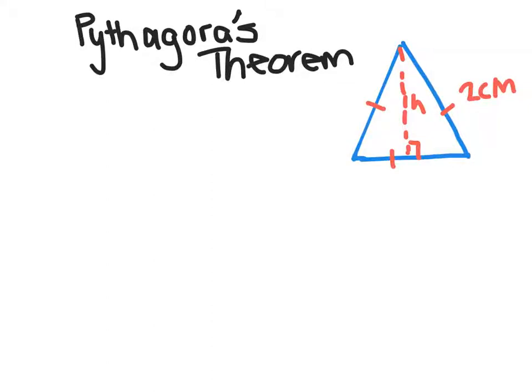Okay, so a reminder of how to use Pythagoras' theorem to find unknown sides on right-angled triangles. To begin with the theorem itself, c squared is equal to a squared plus b squared. C is always the longest side, the hypotenuse, and A and B are the two shorter sides of the right-angled triangle.